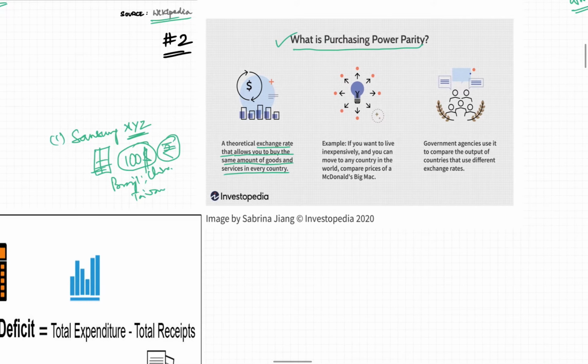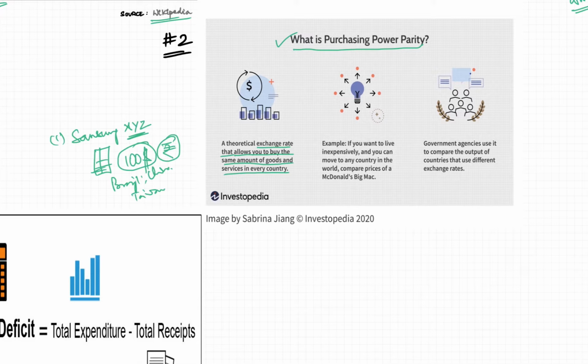For example, if you want to live inexpensively and you can move to any country in the world, compare prices of the McDonald's Big Mac. That is, the McDonald's that you get in US should be similarly priced in India, even if we are moving from US to India, or the other way around, if you are moving from India to US.